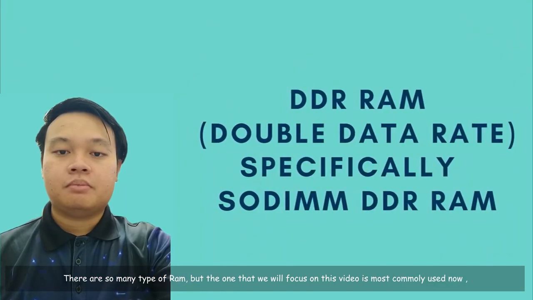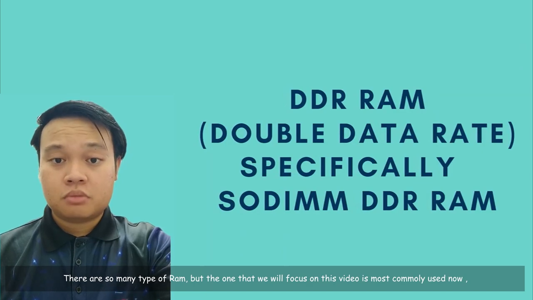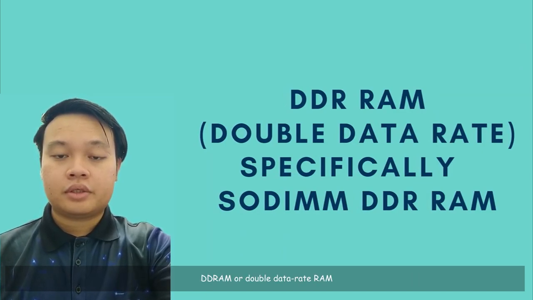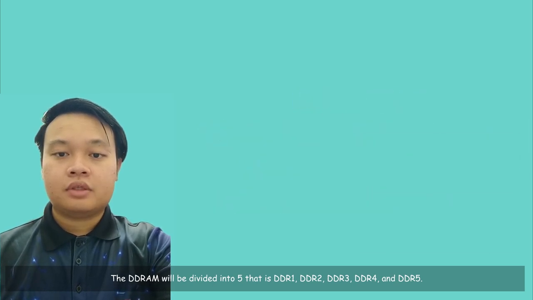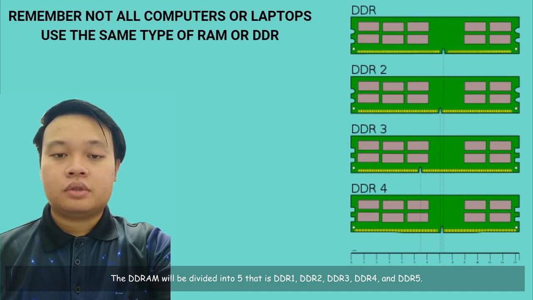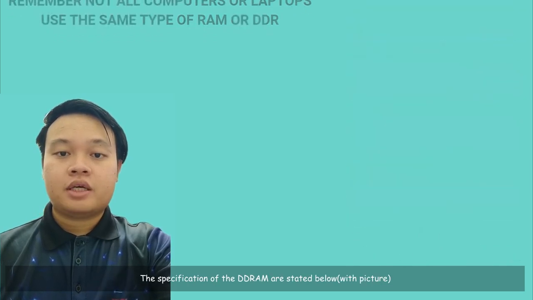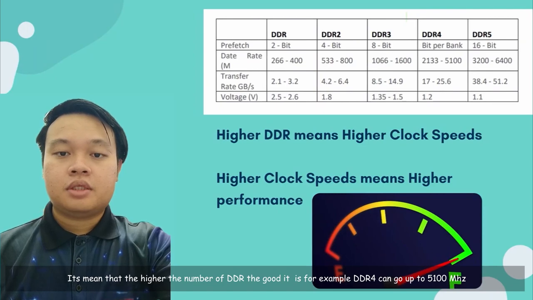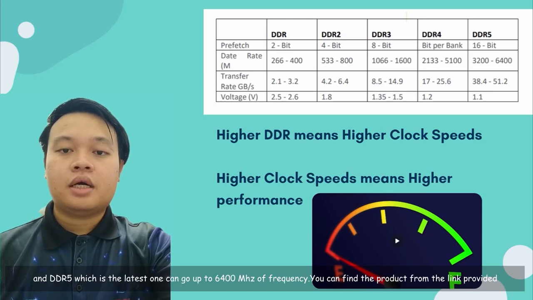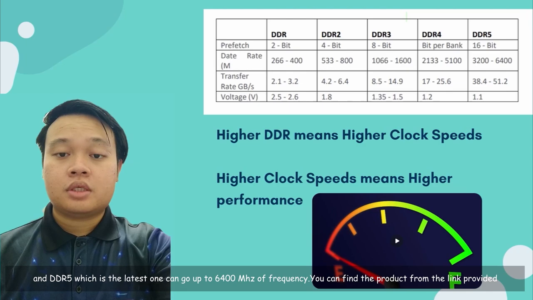There are so many types of RAM, but the one that we will focus on in this video is the most commonly used now, DDR RAM or Double Data Rate RAM. DDR RAM is divided into five: DDR1, DDR2, DDR3, DDR4 and DDR5. Everyone can check their computer RAM spec in the system settings. The specifications of the DDR RAM are stated below. It means that the higher the number of DDR, the better it is. For example, DDR4 can go up to 5100 MHz, and DDR5, which is the latest one, can go up to 6400 MHz of frequency. You can find the product from the link provided below.